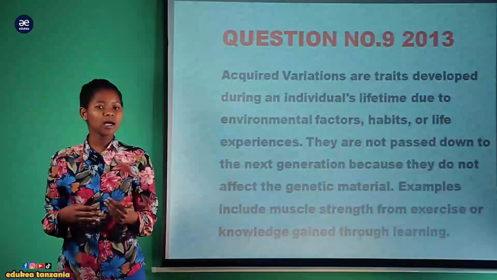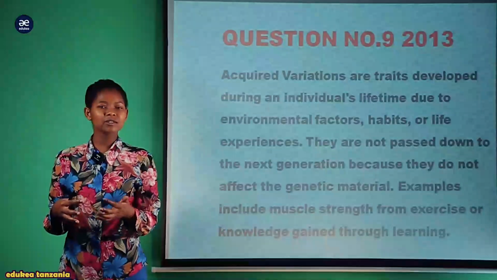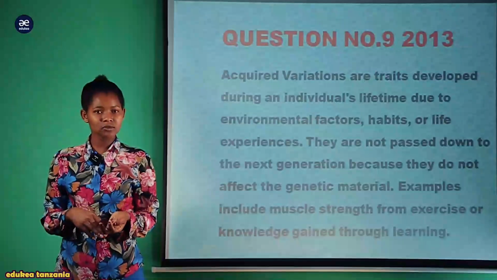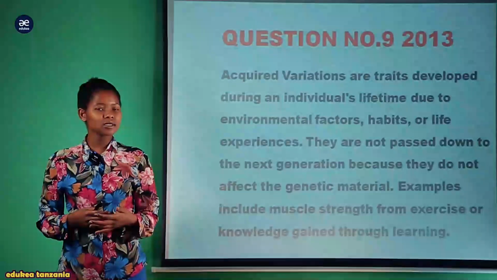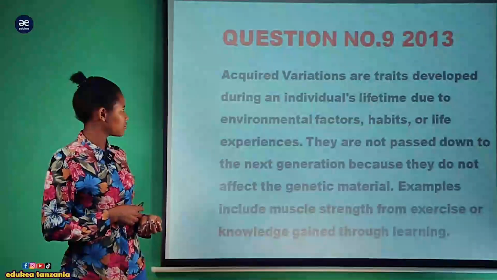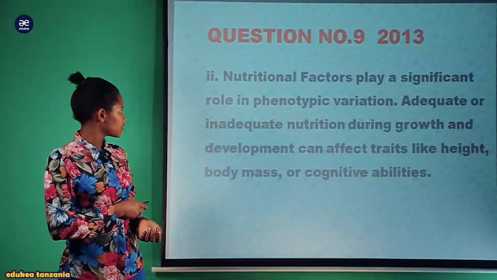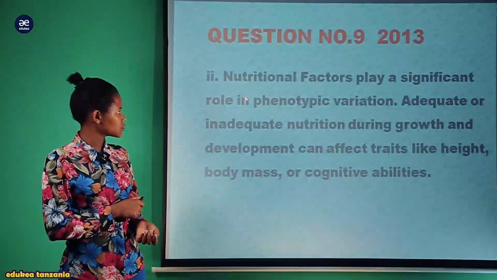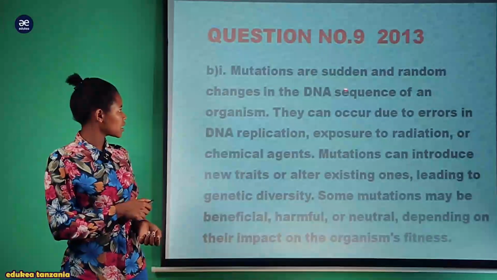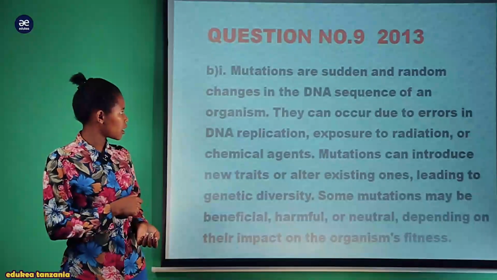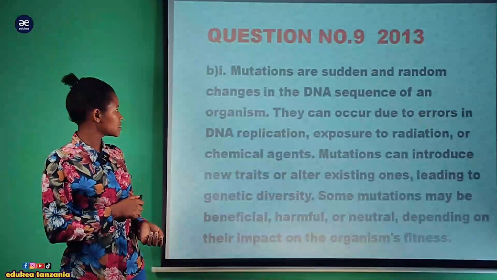And then mfano mwingine, umejikata labda kidole, haimaanishi kwamba mtoto wako ataweza kuzaliwa na kidole kilichokatwa kwa sababu that is the acquired trait. So ukiulizwa kuhusu acquired trait eleza vizuri na ukiweza weka mfano. Now tunaenda kuangalia part B of the question ambayo ilikuwa inatuhitaji tuonyeshe how nutrition factors and these mutations can cause effect kwenye phenotypical appearance ya organism.